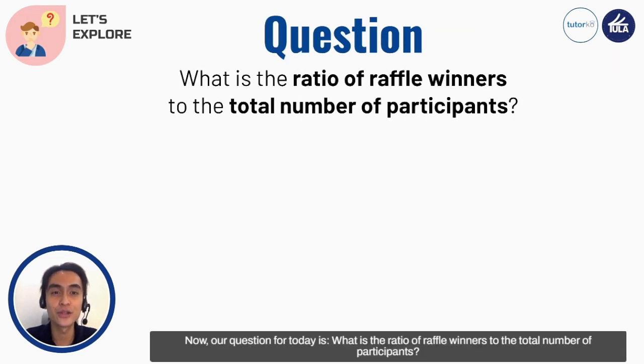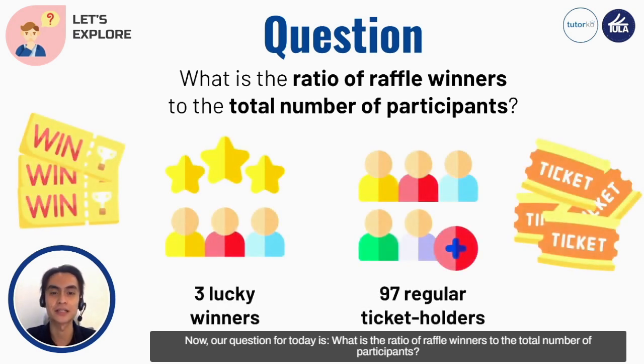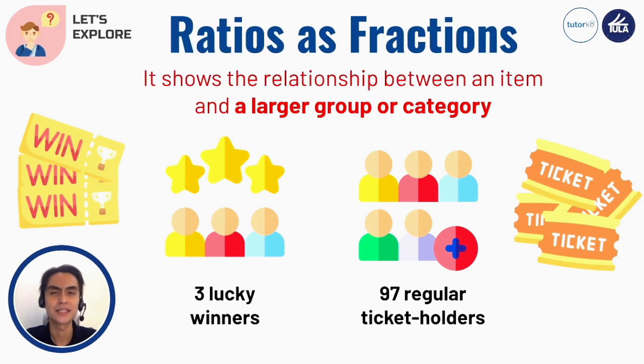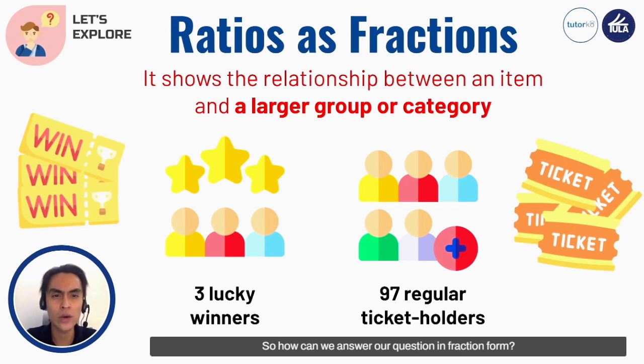Now, our question for today is, what is the ratio of raffle winners to the total number of participants? Now, in writing ratios as fractions, we show the relationship between an item and a larger group or category. So, how can we answer our question in fraction form?